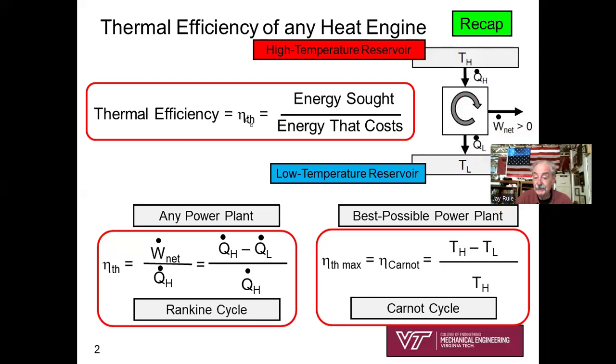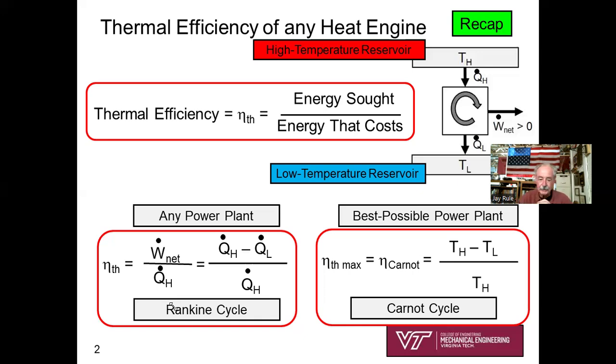And so the thermal efficiency is the energy sought over the energy that costs. That's going to be W dot net sought divided by what costs you to run the plant, Q dot H. And then by the first law, the numerator becomes Q dot H minus Q dot L equals W dot net, divided by Q dot H. And that is the way to describe thermal efficiency for the Rankine cycle.